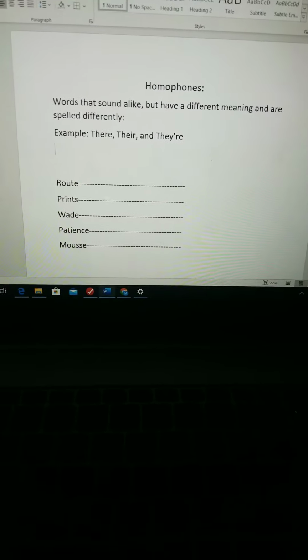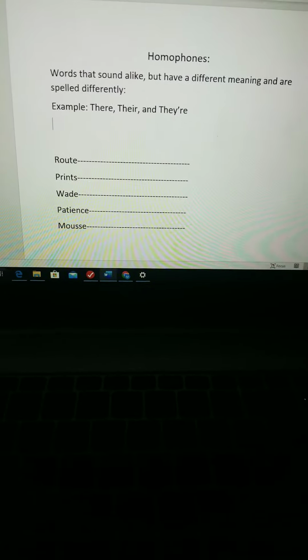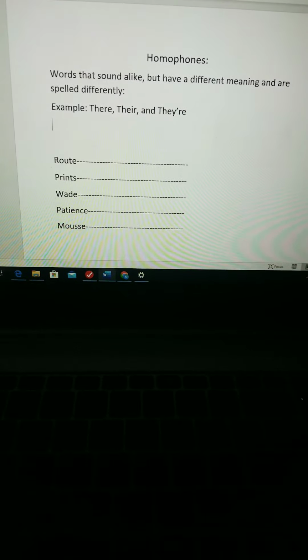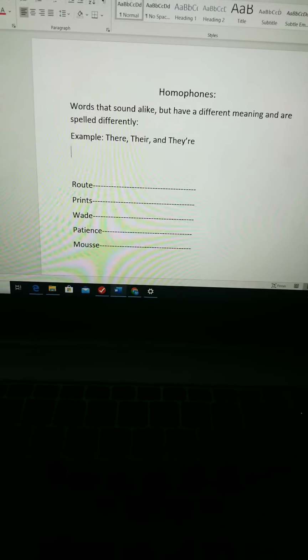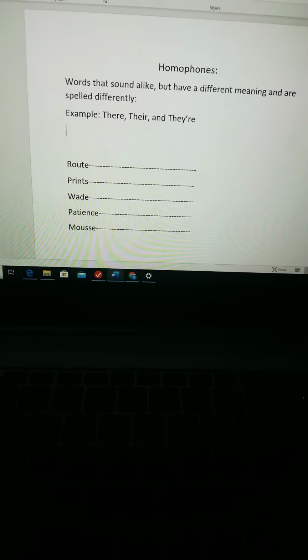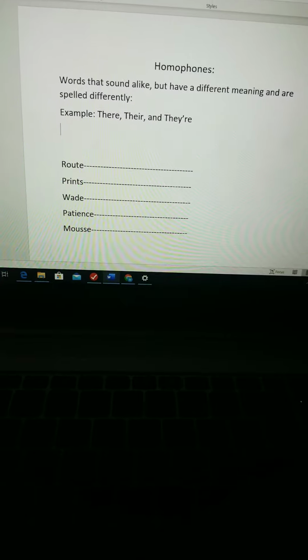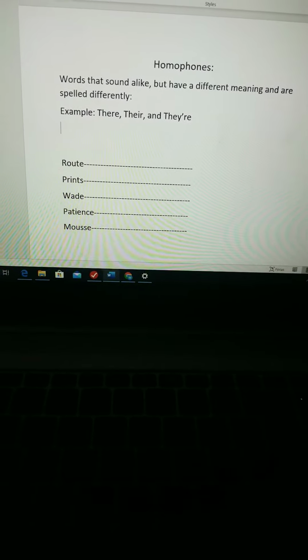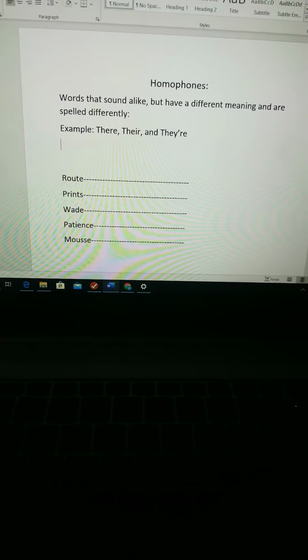So my challenge to you was to find a homophone for the following 5 words. The first one is route, and this route is like a path towards something. The second one is prints. When you make copies, you're making prints of that item. Wade is when you walk slowly into water and it's not very deep.